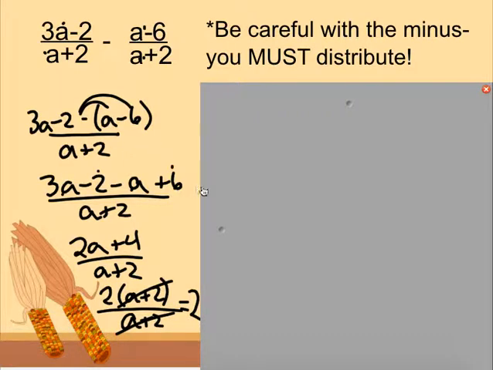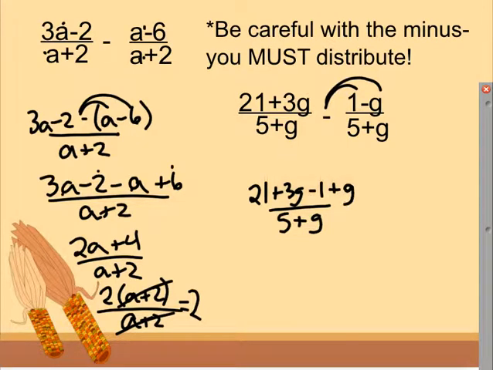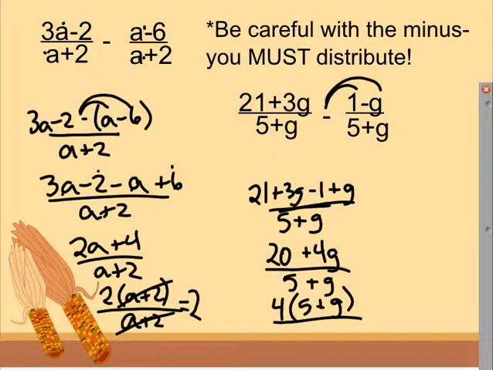Okay, we're going to try a similar thing for the second one here. Remember we're subtracting. We do have common denominators, which is good. We have 5 plus g, and I'm going to go ahead and distribute this negative 1 to everything. So I have 21 plus 3g minus 1 and then plus g. Minus a negative g is a plus g. And I combine like terms to get 20 plus 4g over 5 plus g. I can factor out a little bit, so we have a factor of 4, so 5 plus g over 5 plus g. Those can cancel out, and we have an answer of just 4.